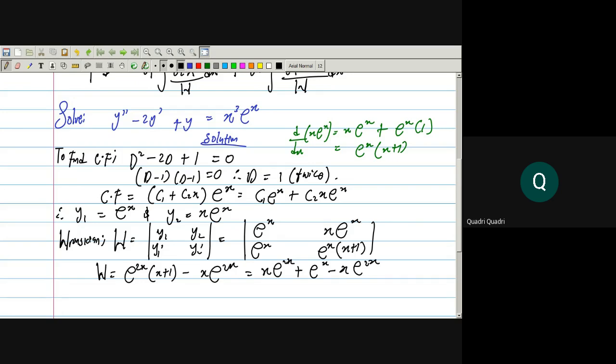I think there is a mistake, because if this multiplies this, it should be x exponential 2x, power 2x. Yes, exactly, I put it there. So this and this cancel out each other. Then your answer is what? Exponential 2x. That is your Wronskian.